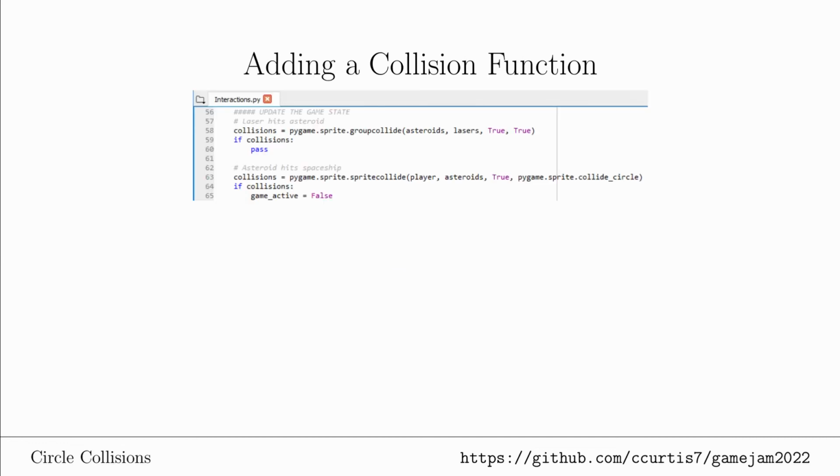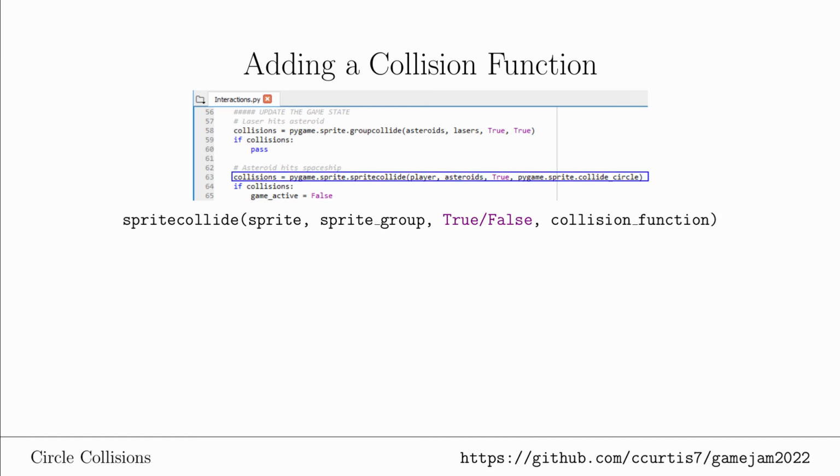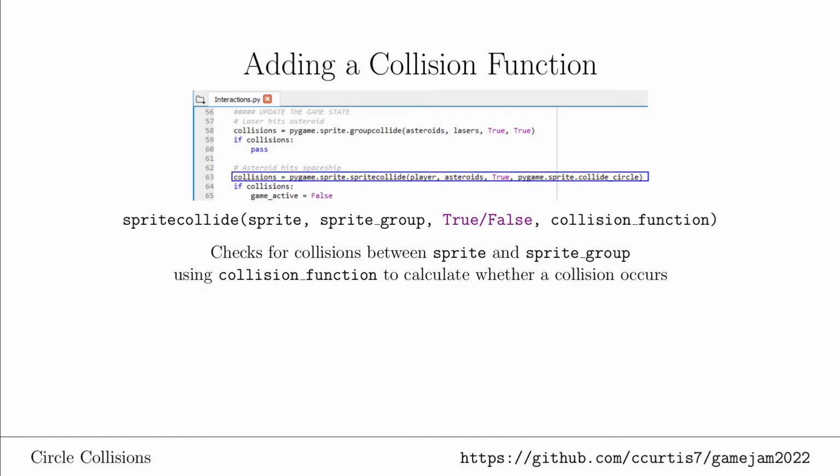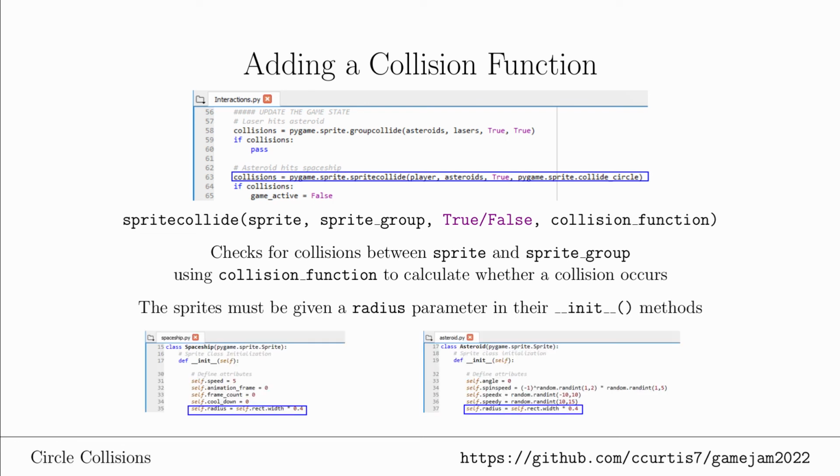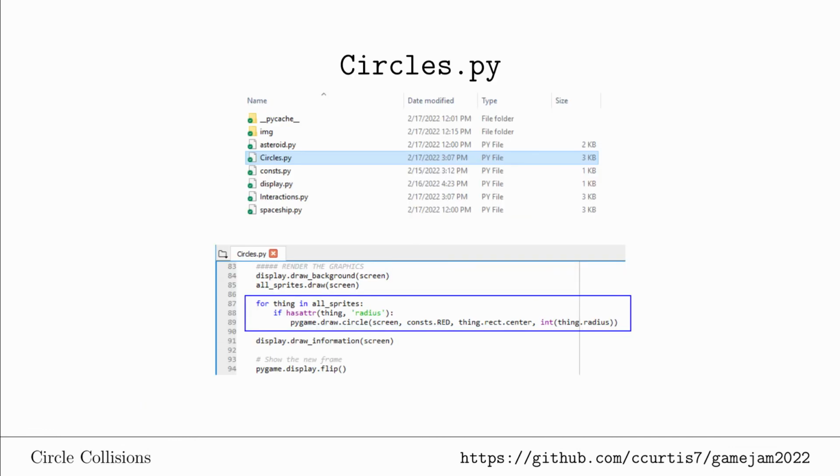To update the code so that it has circle collisions, we need to add in an optional parameter into the spritecollide command. This last parameter is a function that defines whether the sprites have collided. The function for circle collisions already exists, so we can just plug it in. And when we do this, we'll also need to update the sprite classes so that each sprite has a radius. Once all of this is in place, Pygame will calculate collisions based on whether the circles intersect, and that will eliminate the phantom collisions. There's a Circles.py file that has an additional few lines of code that will draw circles on top of the sprites so you can see the hitboxes explicitly. You can insert these lines of code into any future script if you want to see these hitboxes again.